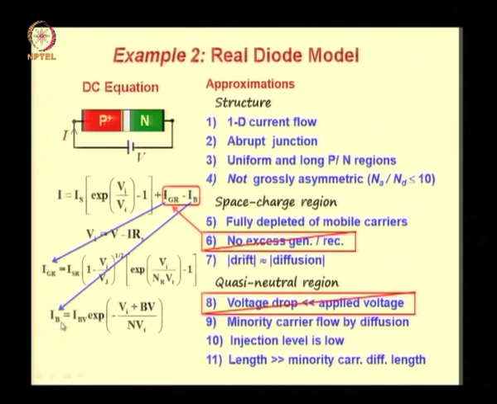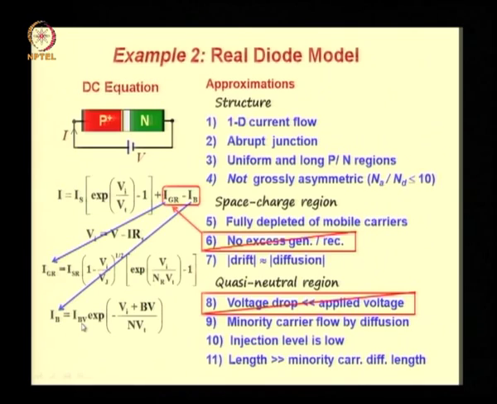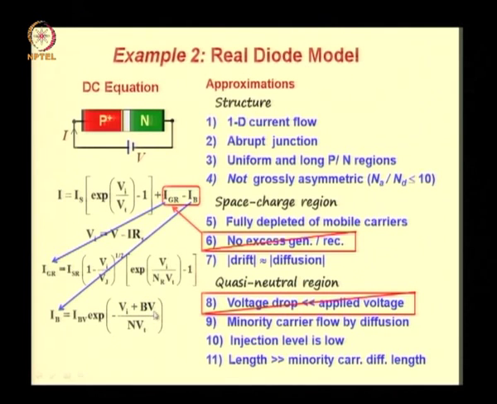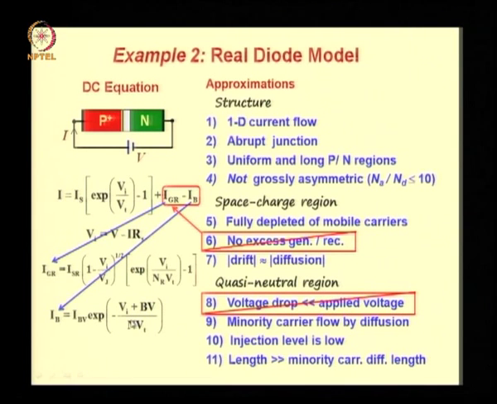The breakdown current, on the other hand, is given by IBV, which is the current when Vi is equal to minus BV, multiplied by exponential of minus (Vi plus BV) by N VT, where N is an ideality factor, different from this NR.